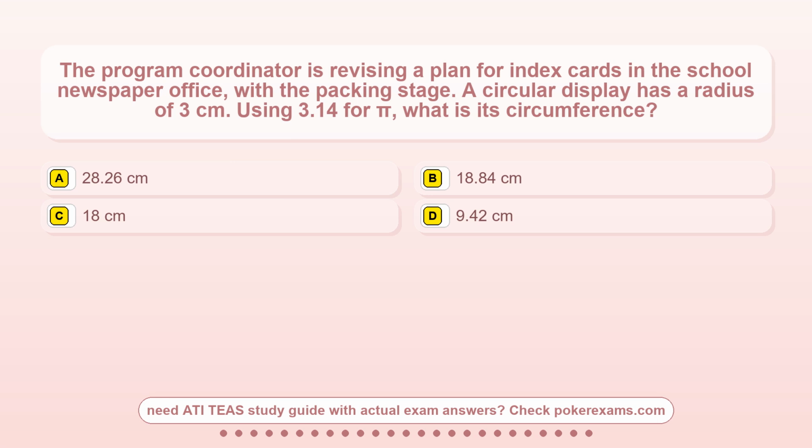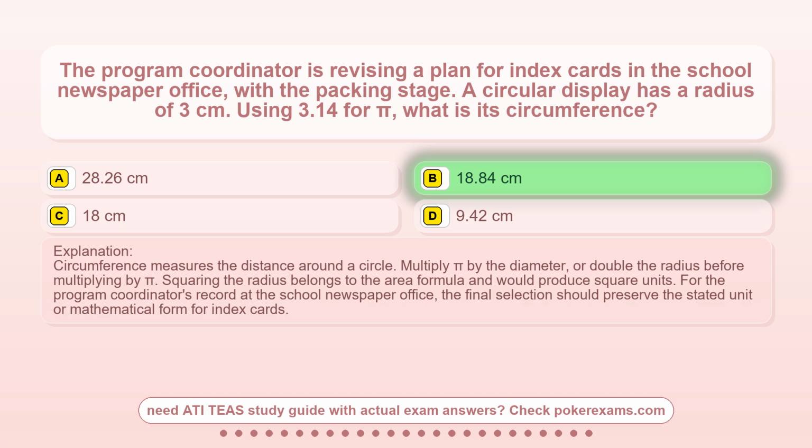Question 22. The program coordinator is revising a plan for index cards in the school newspaper office, with the packing stage. A circular display has a radius of 3 centimeters. Using 3.14 for pi, what is its circumference? Option A, 28.26 centimeters. Option B, 18.84 centimeters. Option C, 18 centimeters. Option D, 9.42 centimeters. The correct answer is option B, 18.84 centimeters.